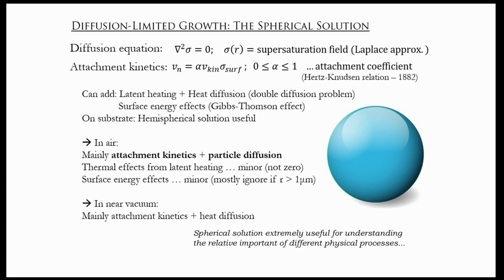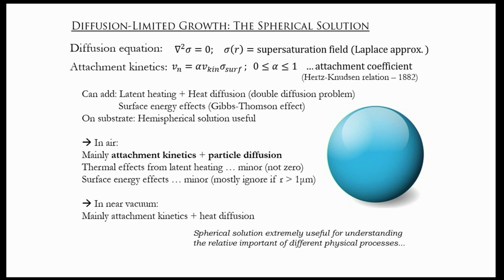So you can also add lots of other things to this, because the sphere is easy to solve. We can add latent heating and heat diffusion, because when you are growing this crystal, you're dissipating heat, and that heat has to go somewhere, and it diffuses outward. And so now you have particles diffusing in and heat diffusing out. It's a double diffusion problem. But for a one-dimensional sphere, piece of cake. I can solve it. We have surface energy from the Gibbs-Thomson effect, which is just that the vapor pressure is dependent on the radius. And we can put that in as well. And we can solve all this.